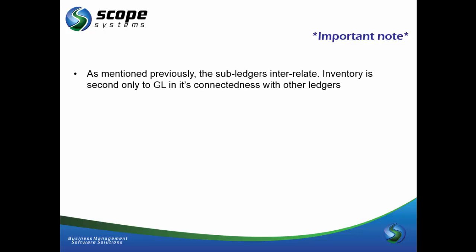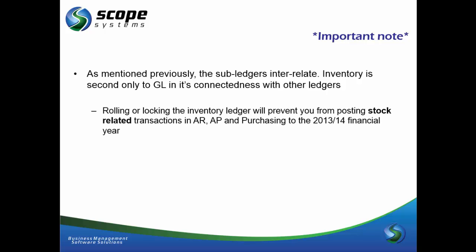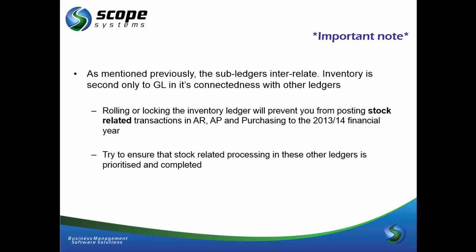As mentioned earlier, the subledgers interrelate. Inventory is second only to General Ledger in terms of its importance. Rolling and locking the inventory ledger will prevent you from posting stock-related transactions in AR, AP, and purchasing to the 2014-2015 financial year. Try to ensure that stock-related processing in the other ledgers is prioritized and completed.